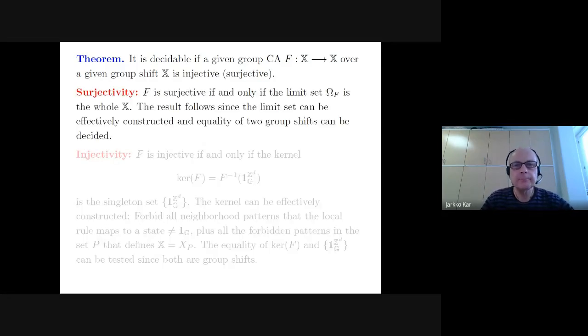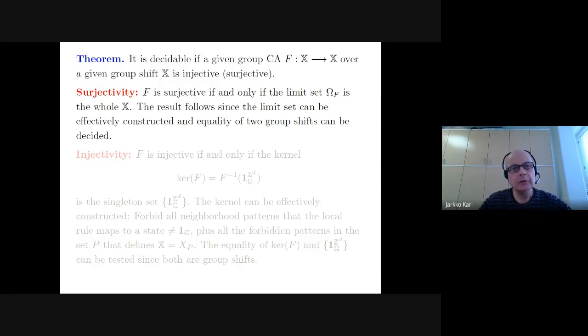Let's see, for surjectivity, we decide surjectivity as follows. Notice that the cellular automaton is surjective if and only if its limit set is the whole space. The limit set, remember, is the set of configurations that have an infinite sequence of pre-images. Now, if your cellular automaton is surjective, then every configuration has a pre-image, so you can, of course, iterate this backwards in time. So every configuration has an infinite sequence of pre-images, and so the limit set is the whole configuration space, or subshift X if you are working on a subshift X. And if you are not surjective, then you have a Garden of Eden configuration, so clearly the limit set is not the whole space.